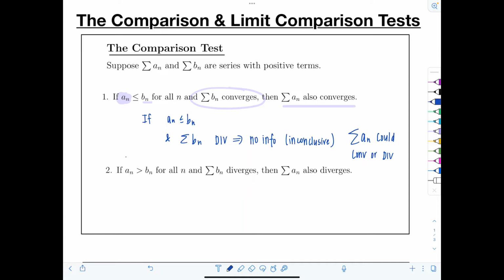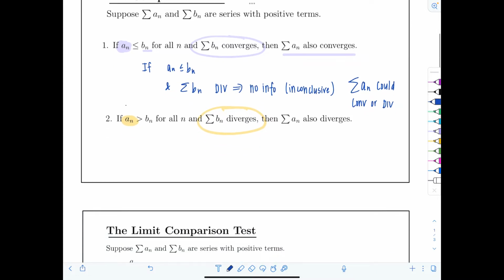And then second way you can use the comparison test is if An is greater than Bn for all n, and the sum of Bn diverges, then that means the sum of An also diverges. So here's how it works. You have some series, you know it diverges, and you can show the terms of your series are larger, then your series also diverges.